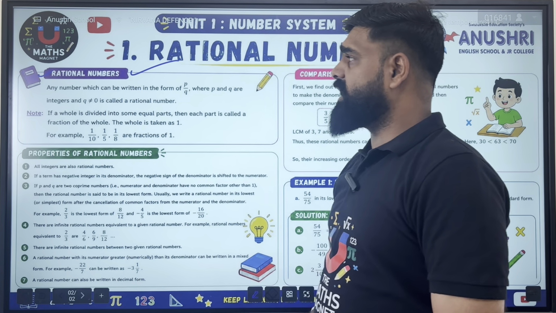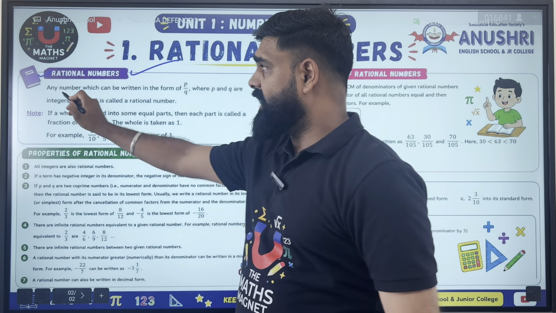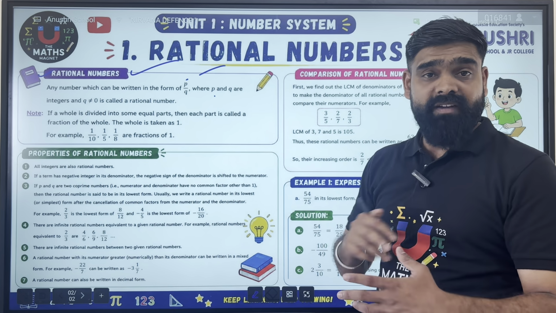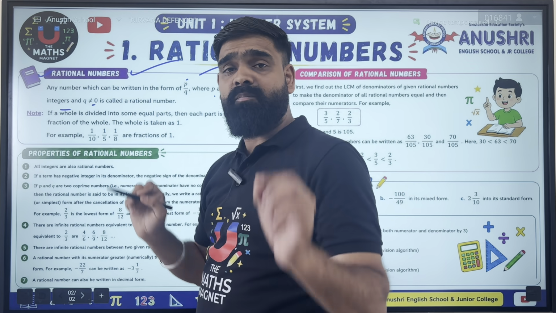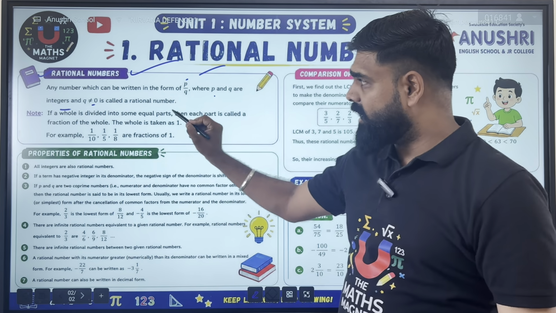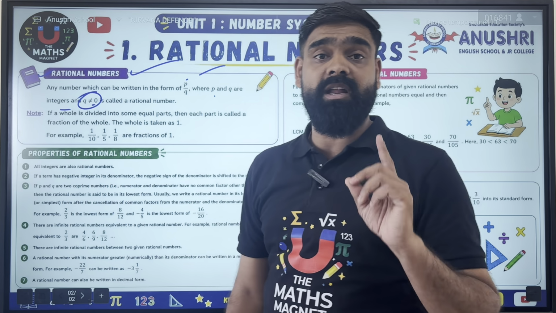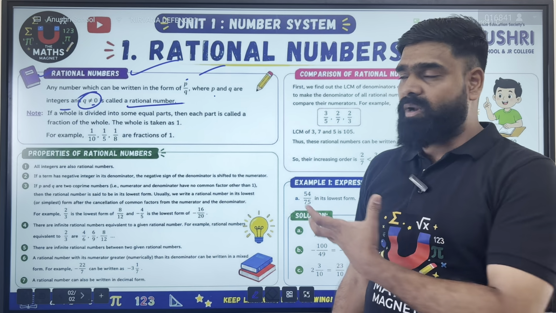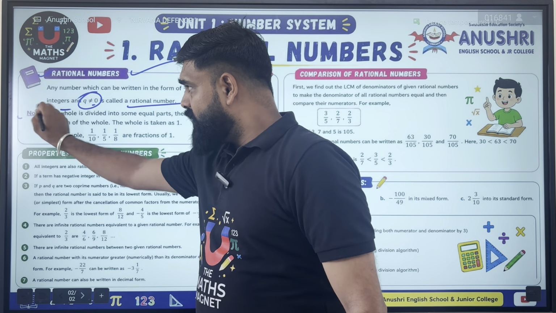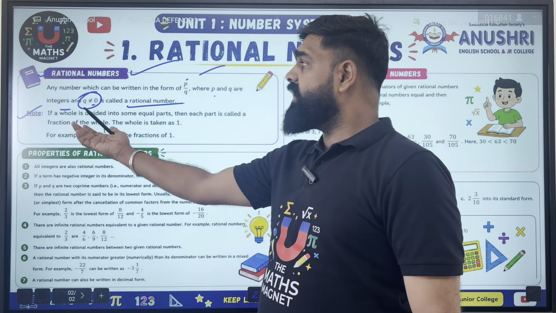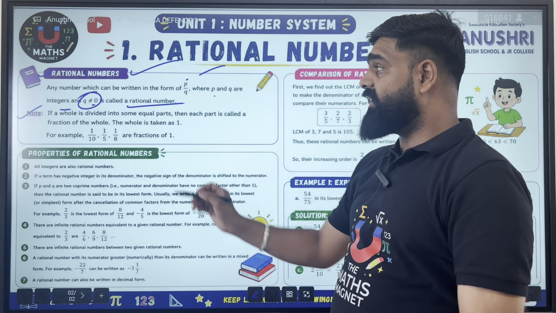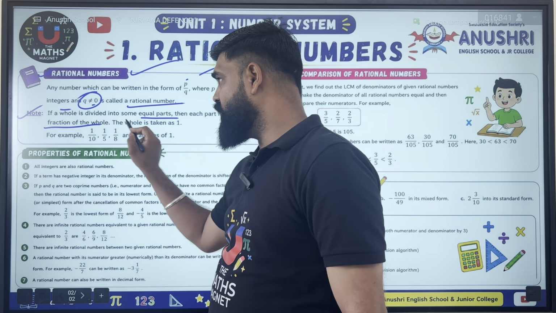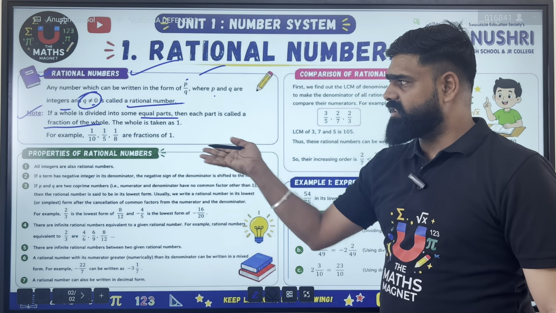The main property of rational numbers, as we have seen earlier, is that any number which can be written in the form of p by q, where p and q are integers and, importantly, q is not equal to 0, is known as a rational number. We note here, if a whole is divided into equal parts, then each part is called a fraction of the whole. Let us understand this with one example.